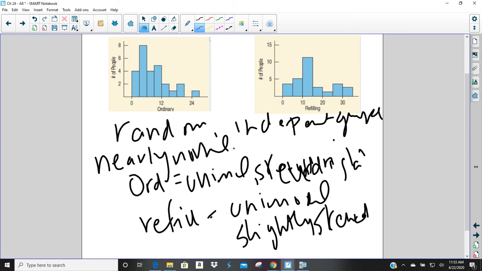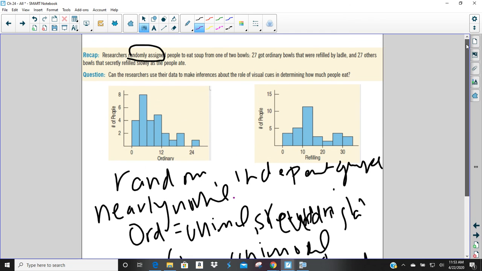Okay. So therefore, the question is, can researchers use the data to make inferences? Yes. All conditions met.